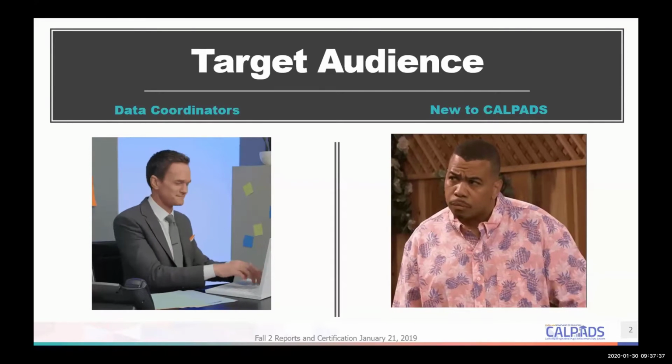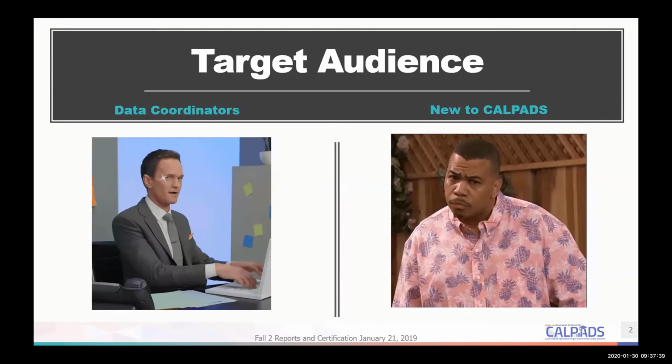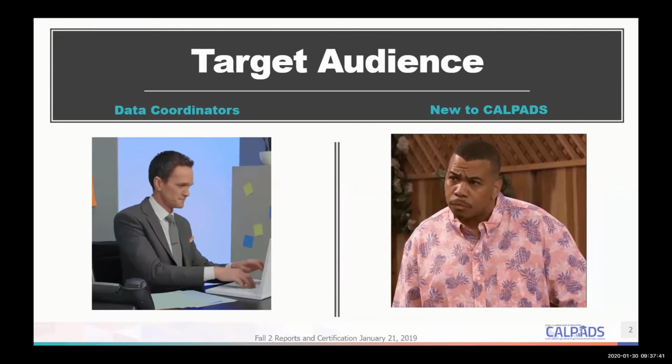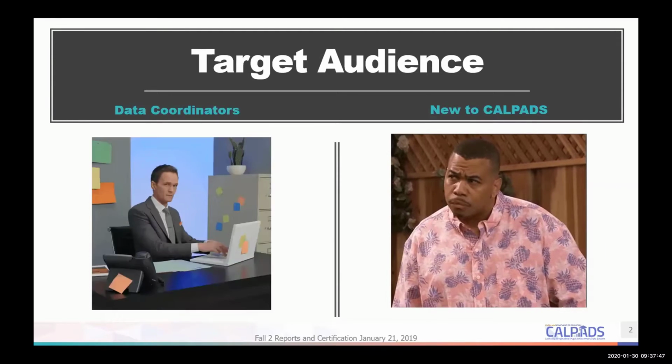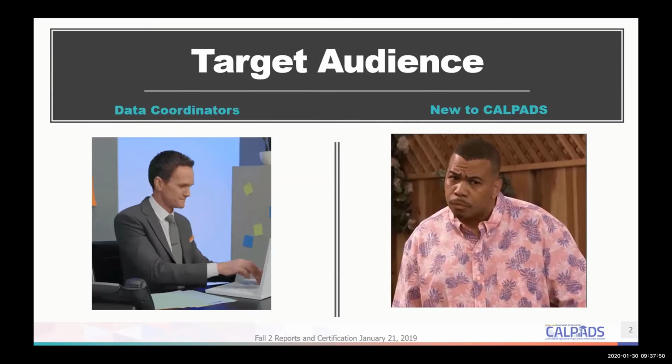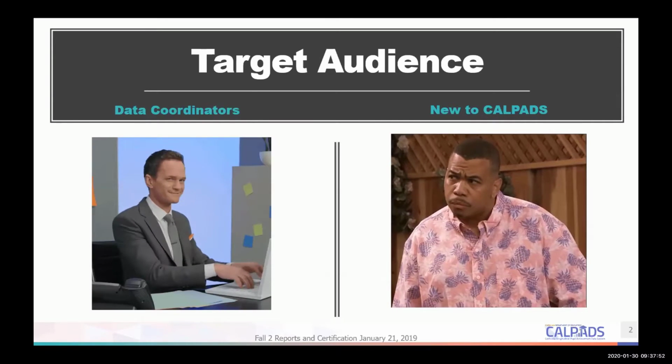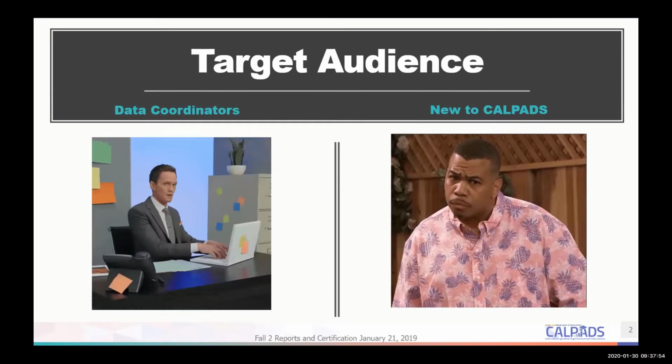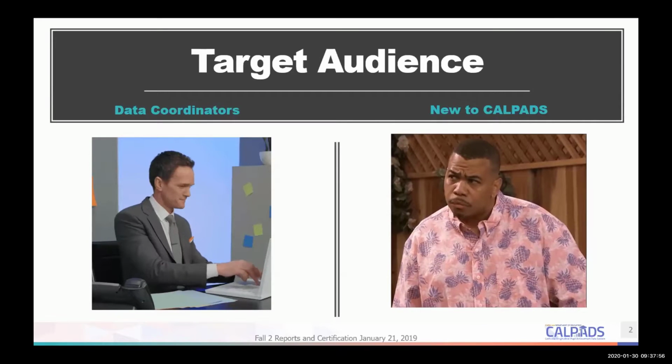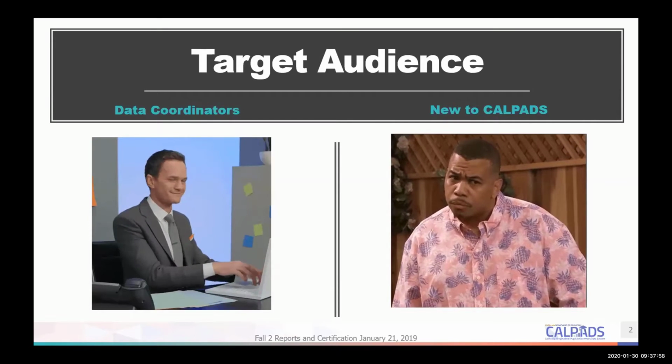This training was created for data coordinators, those of you doing the routine and daily maintenance of CalPADS, and it's also beneficial to those of you who are new to CalPADS. However, if you haven't taken the full sequence of training, some of the concepts may be a bit too advanced and go over your head a little bit, but you can always refer back to this training as you gain experience.